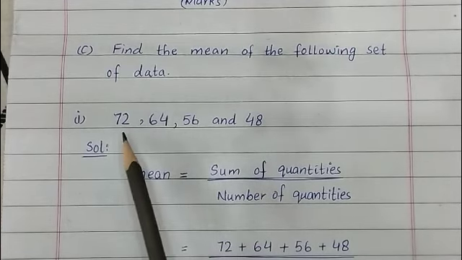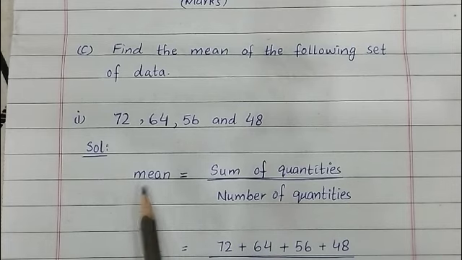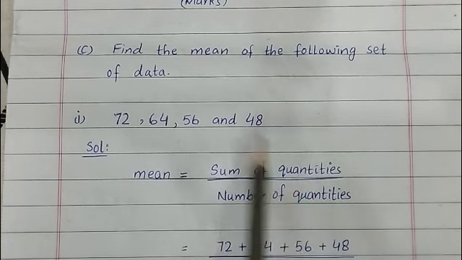So to find out the mean, we have a formula here. What is the formula? For finding out the mean, we have to find out first the sum of the quantities. Sum of the quantities means you have to add these four quantities, and number of quantities means you have to count how many quantities are given. So here there are four quantities, 1, 2, 3 and 4. So you have to divide it with 4.